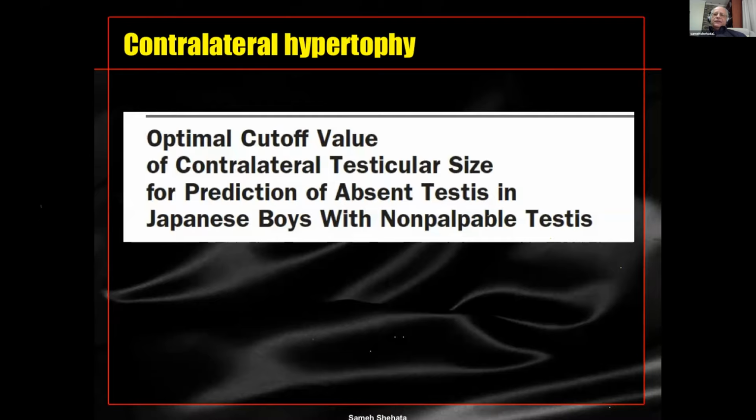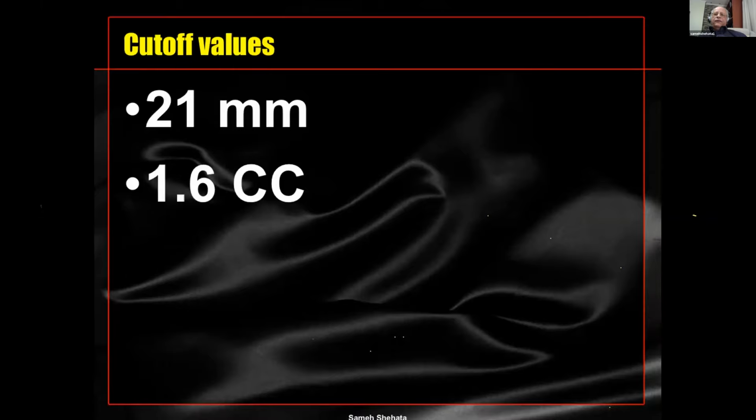So again, back to the Japanese study, they found a definite number above which you can say that the other testis is not present. This number is a volume of 21 millimeters or a maximum dimension of 1.6 centimeters. All the children with findings above this value were found to have an absent testis. But would you take it into practice or not? Now we have about 86% of the results, that's 148 votes. All right. The majority, 78%, says no.